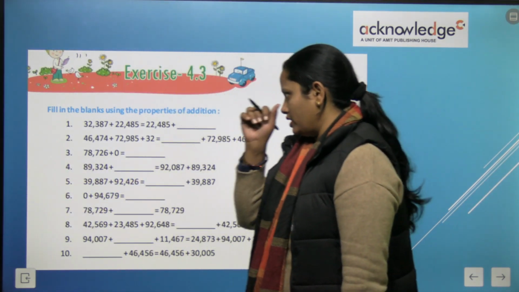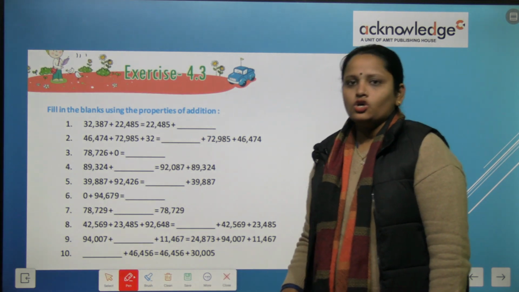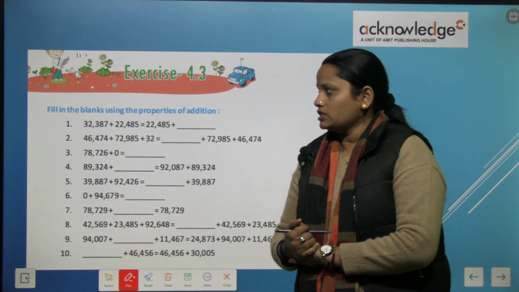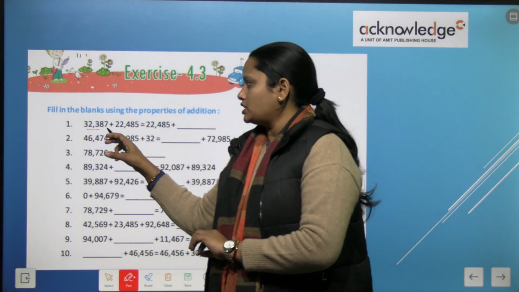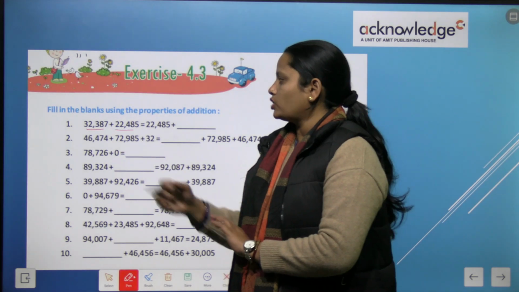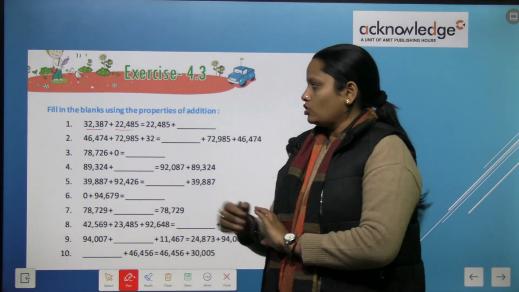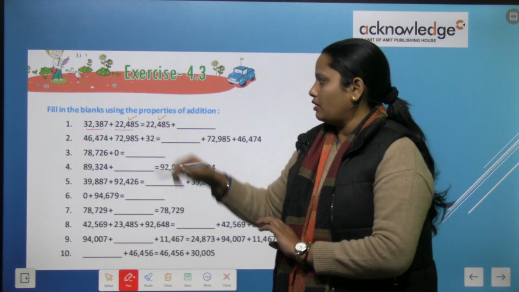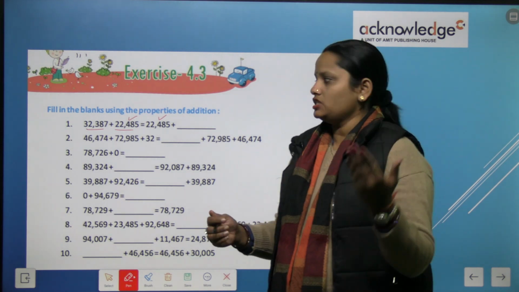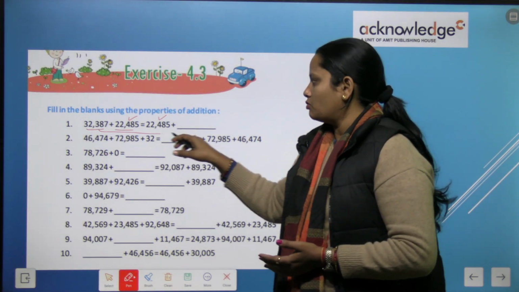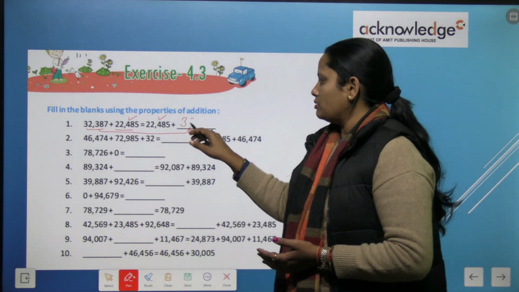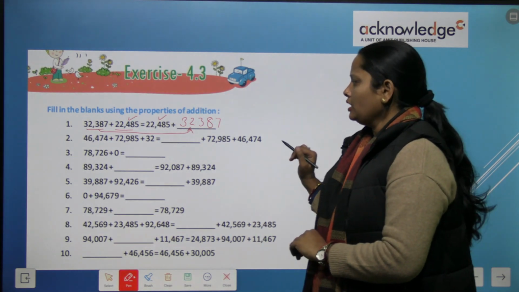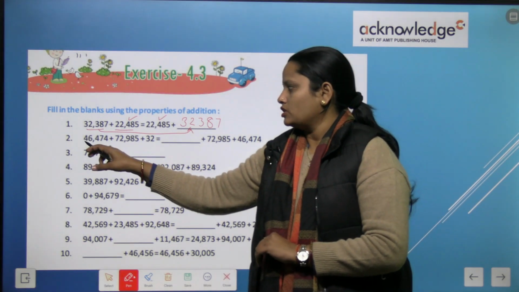Now let's fill in the blanks using the properties of addition. So addition की properties अभी हमने पढ़ी, let's fill in the blanks here. Here the first question is 32,387. वो हमने add किया है 22,485. So अब हमें क्या करना है, is equal to के बाद आप ये वाला number यहाँ पे लिखा हुआ देख रहे हैं. तो हमने क्या की, इनकी position change कर दी. So what we are going to write, this number is to be written here. So the number will be 32,387. Clear? Now let's move on to next question.